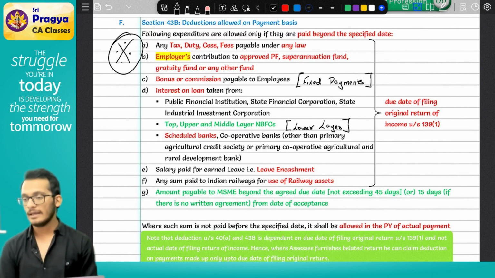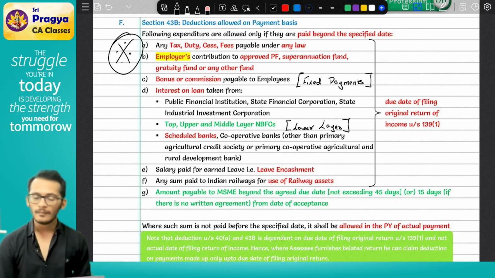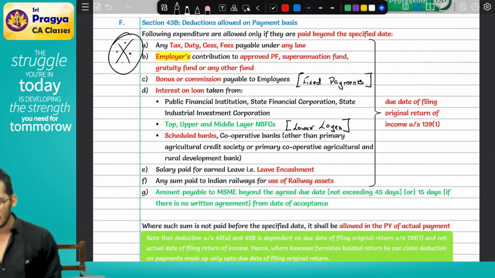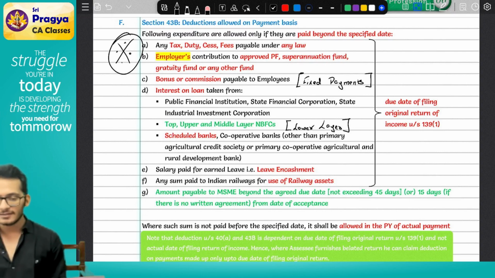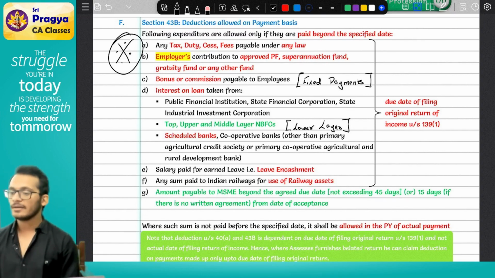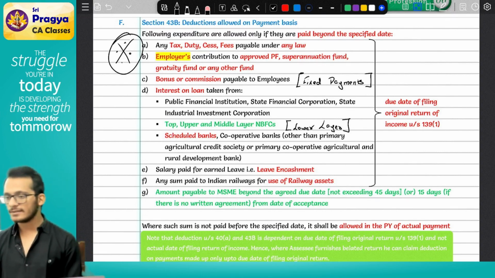So 2 payments from the employee perspective. One payment is called bonus or commission. Second payment is called payment for leave encashment. Third payment, which we already discussed, is called employer contribution to funds. What payment?